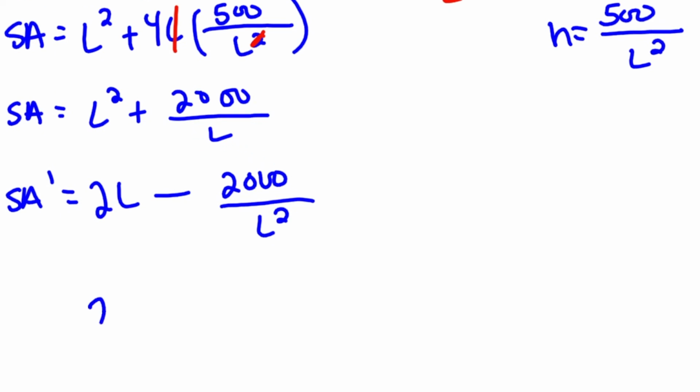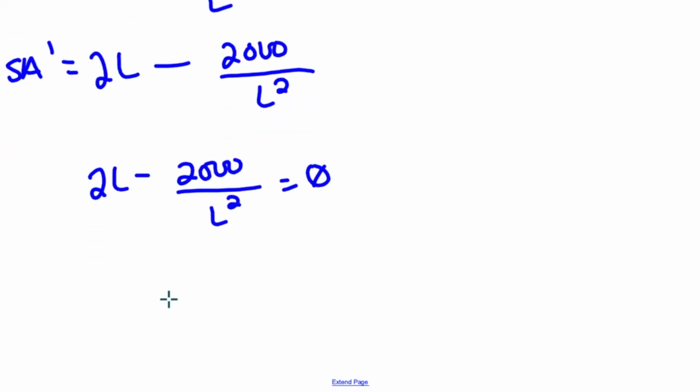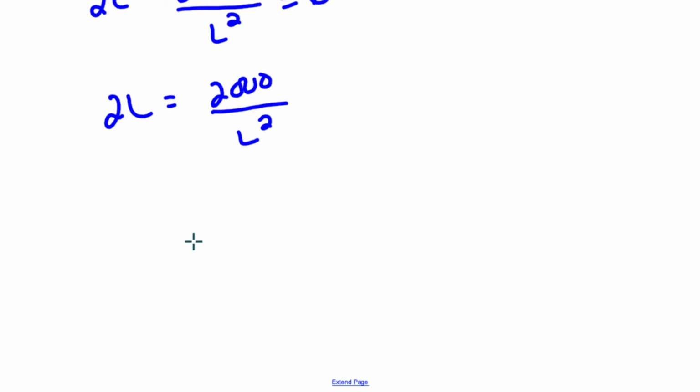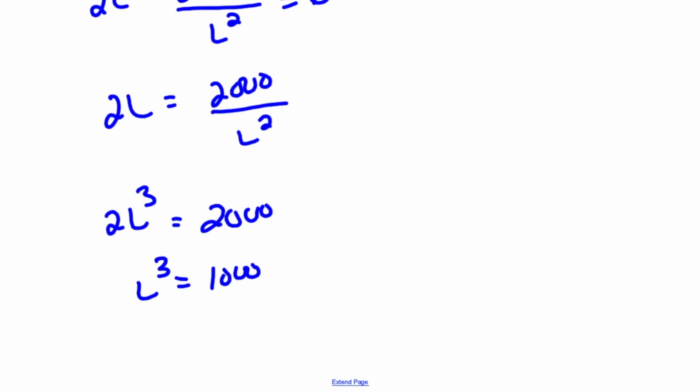All right, now let's set that equal to 0. So 2L minus 2,000 over L squared equals 0. So 2L equals, this is basically the same type of math that we just did in that last one, so we're just going to keep going with this. So 2L to the third, multiply both sides by L squared, divide by 2, L cubed equals 1,000, which means the length is 10 feet.